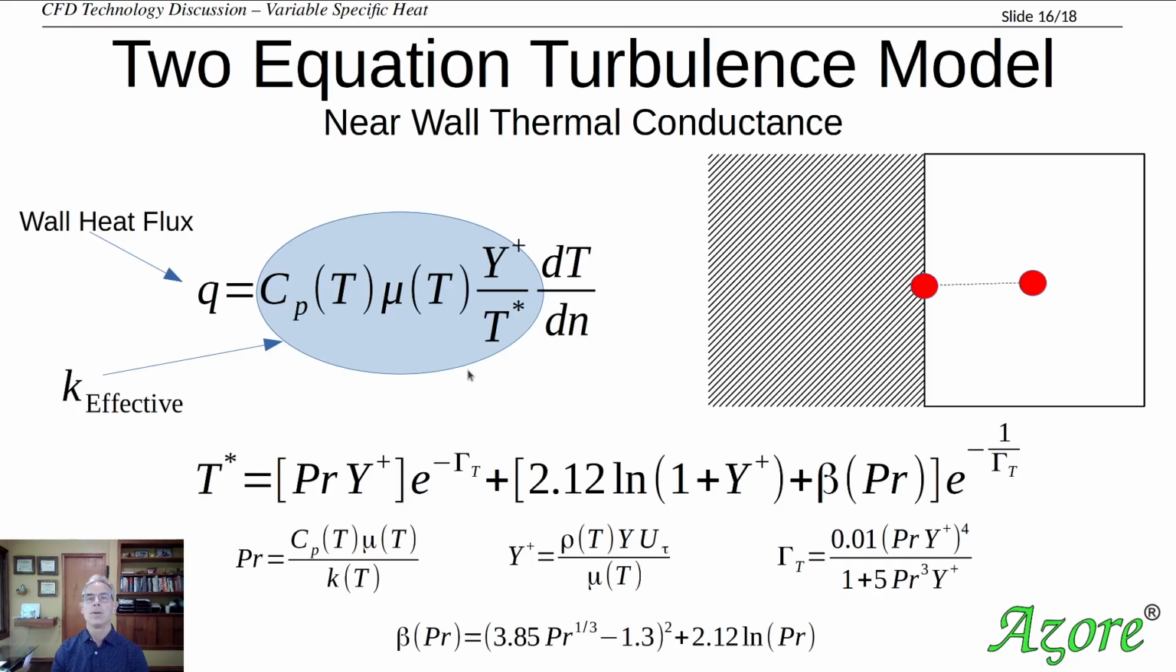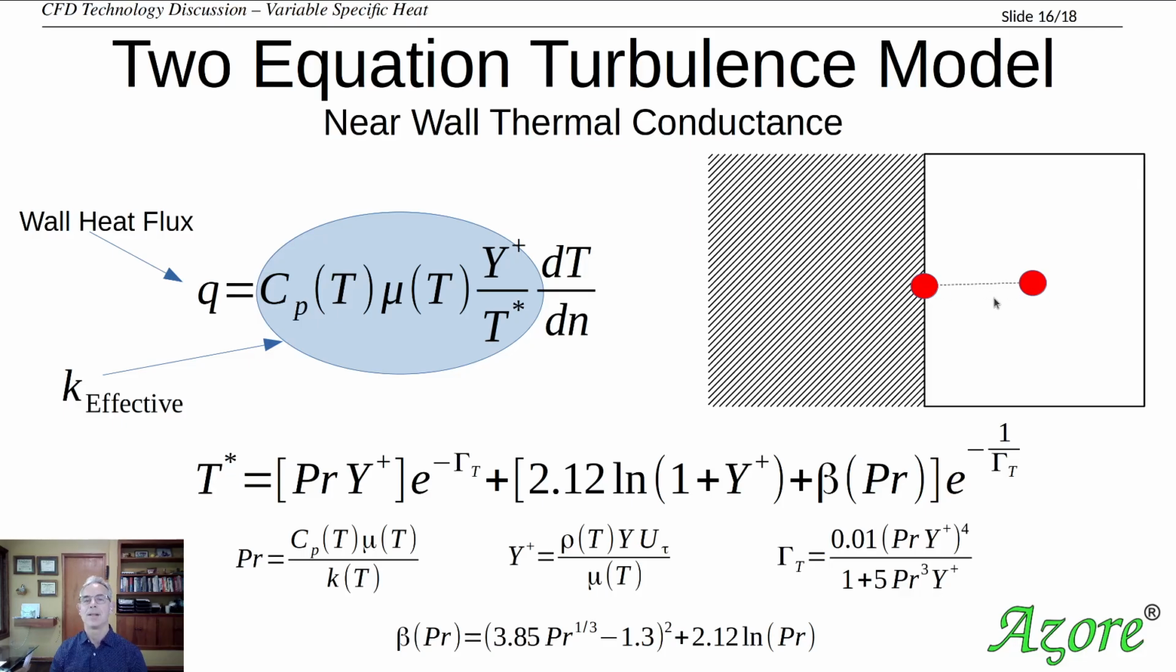Now, when you look at your turbulence model near the wall, it's a little bit more complicated, but the Cp also plays a role there. So here, let's just take our relationship. Here's a schematic. We have our wall right here, and now we're looking at the temperature gradient between the center of the cell and the wall, the boundary, this solid surface right here, and we want to account for the thermal conductance right here.